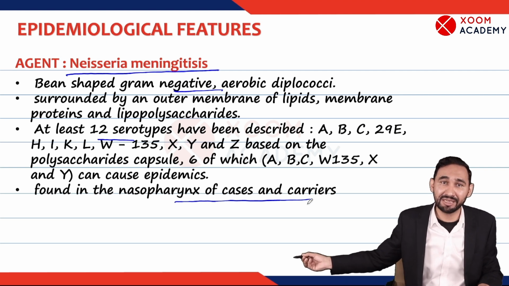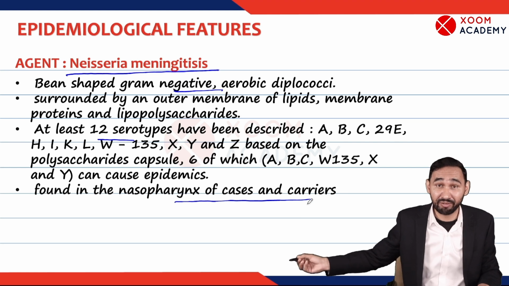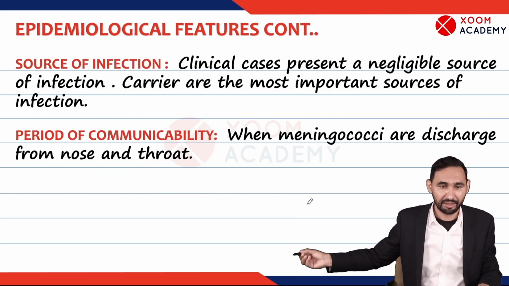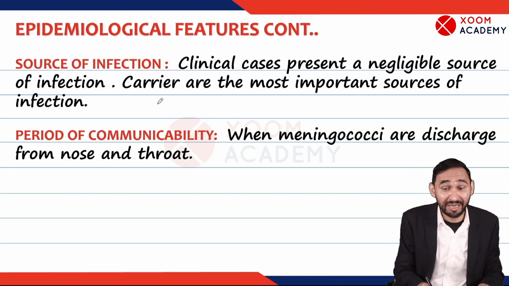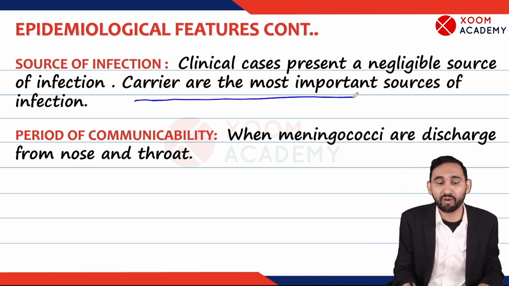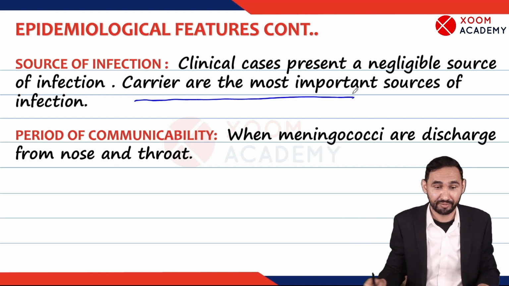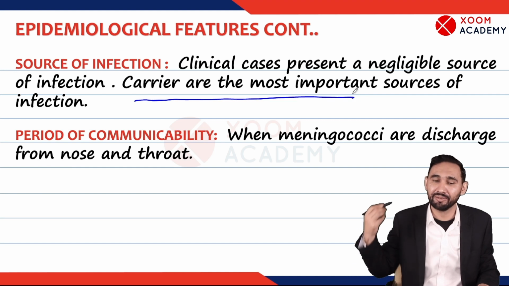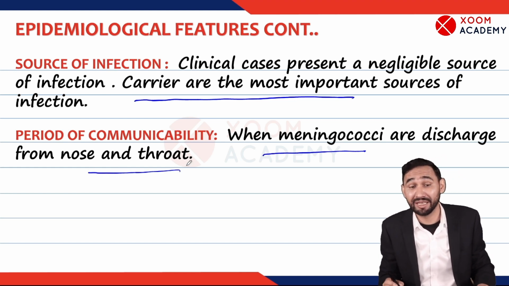There are epidemics of meningitis. People who are living in crowded places, urban slums, people who are going for Hajj or to perform their religious duties can suffer from meningitis. What is the source of infection? Clinical cases are a source of infection, but carriers are the most important sources of infection in meningitis. Carriers spread meningitis. The period of communicability is when they are secreting meningococci from the nose and throat.